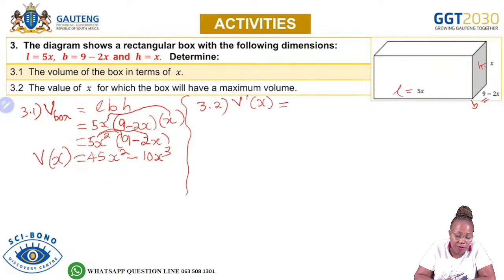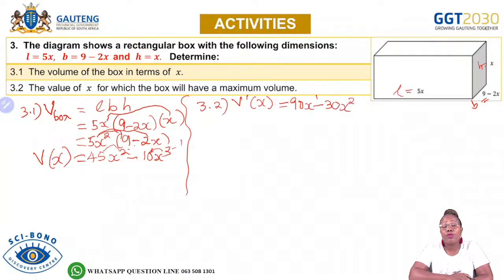So when you differentiate, it will be 2 times 45, that is 90x, and we subtract 1 from the exponent, so it will be to the power 1. Then for the next term, we have 3 times minus 10, that is minus 30x, and we subtract 1 from the exponent, so it is to the power 2. So we are applying the rules of differentiation, grade 12.